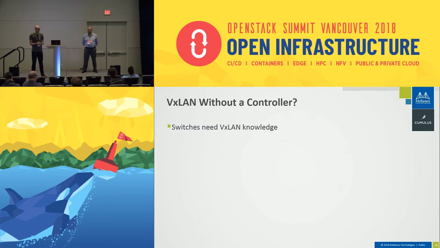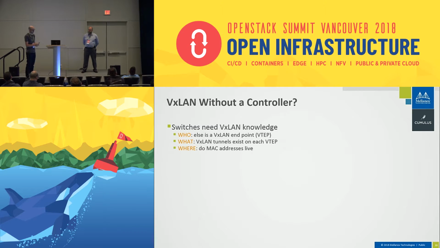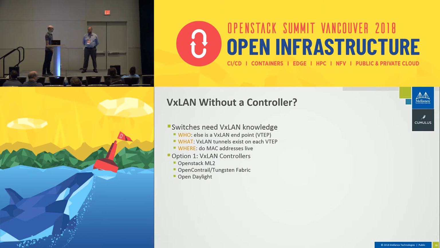So VXLAN without a controller: what do we really need when we talk about VXLAN? Right? What is the information that's required? So I need the who. Who's the VXLAN endpoint? Who do I terminate this VXLAN tunnel on? I need a what. Where do those VXLAN tunnels exist? I need the where. What are the MAC addresses within VXLAN that I care about? And where do those live?